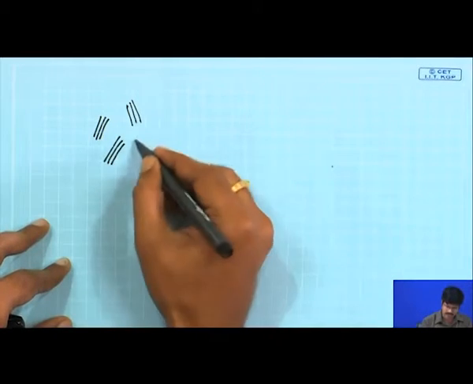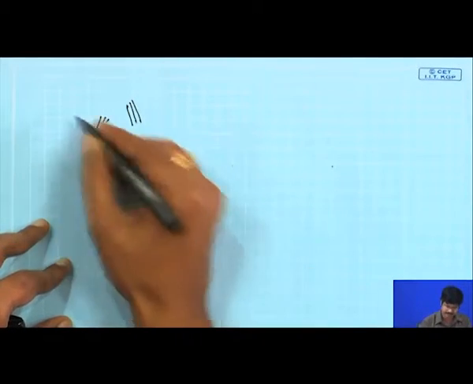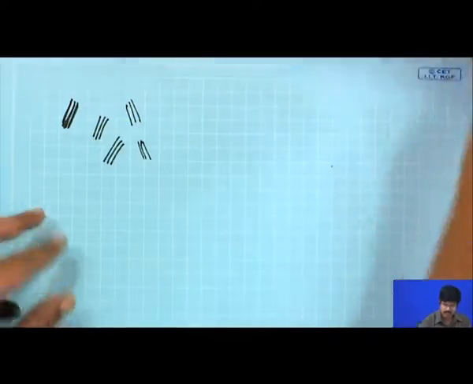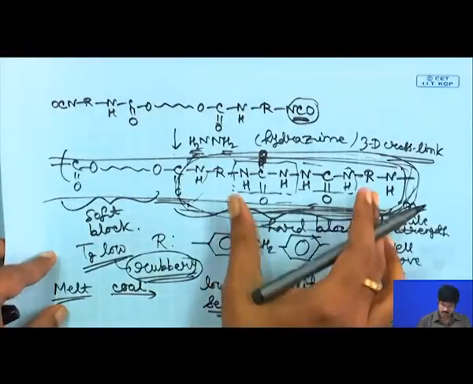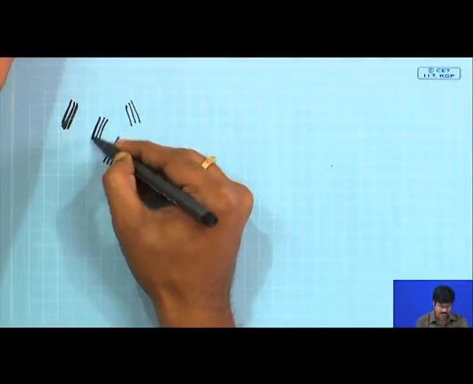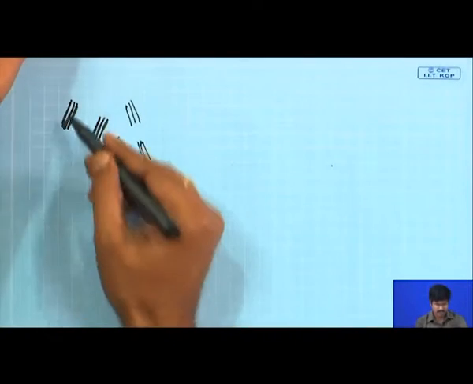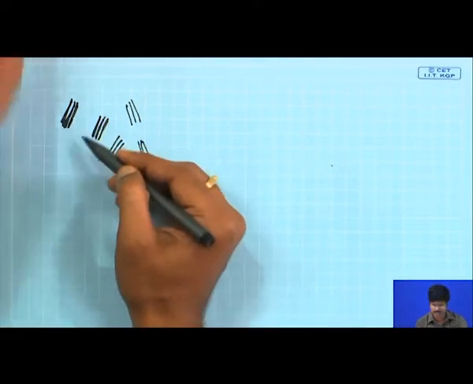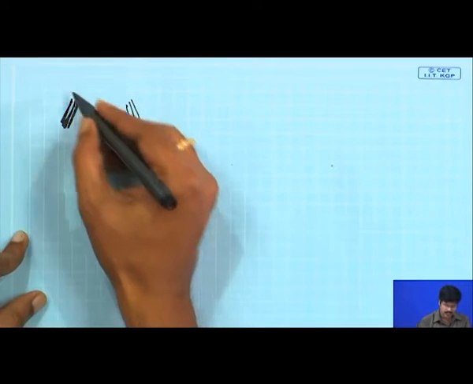I am just drawing it in a very simplified way. Now, these domains are basically your polyurethane segment. Let me say each rod that I am drawing is basically this particular block, and this rod is from one polymer chain, this rod is from another polymer chain, this rod is from another polymer chain, and so on.